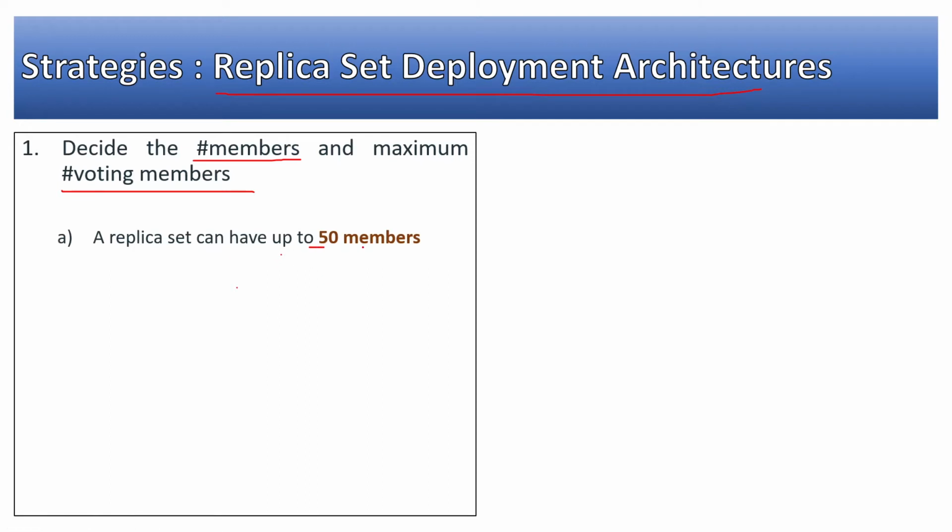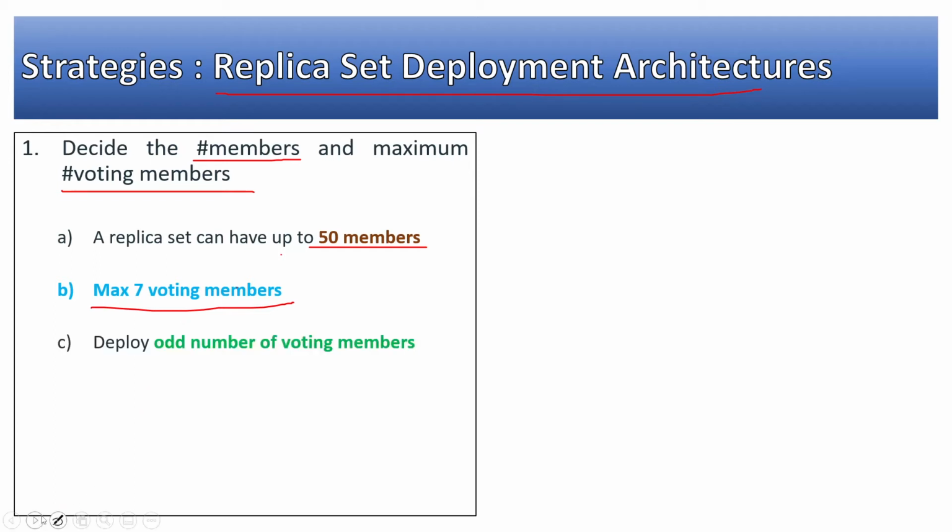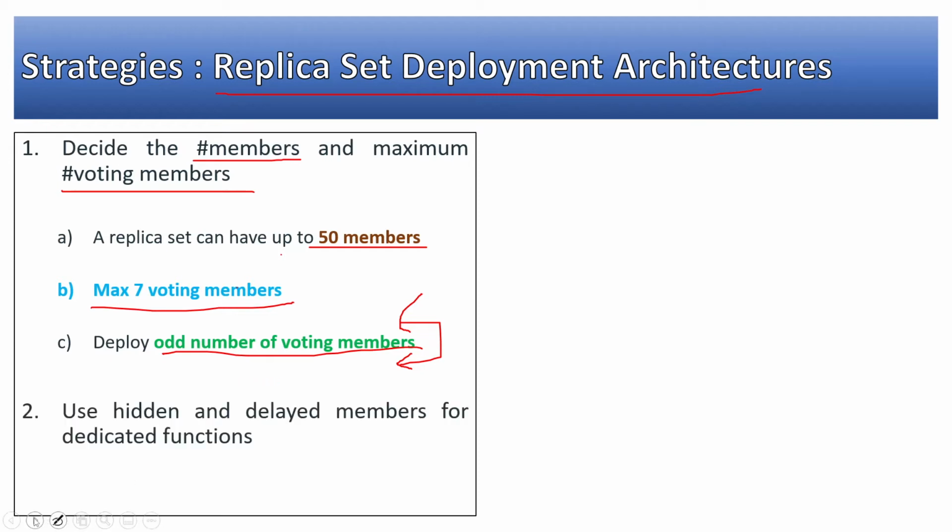Replica set can have up to 50 members, maximum 7 voting members. Replica set will not allow you to make an 8th node as a voting member. Odd number of voting members, again a question for you: why must there be an odd number of voting members in the replica set? Use hidden and delayed members for dedicated functions, right?